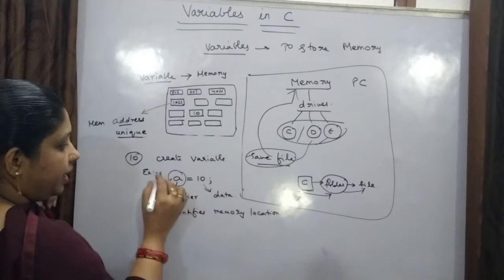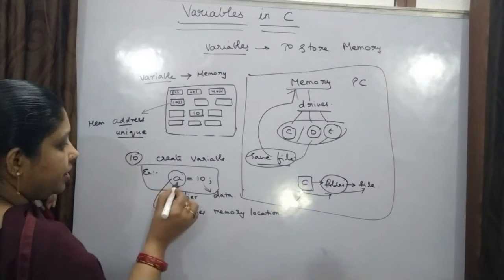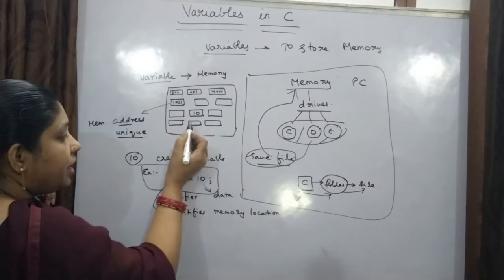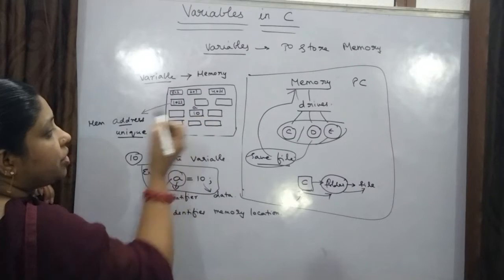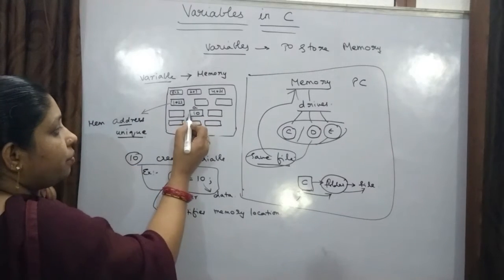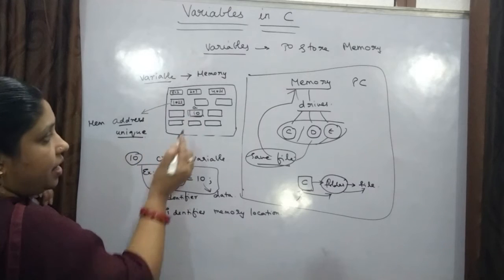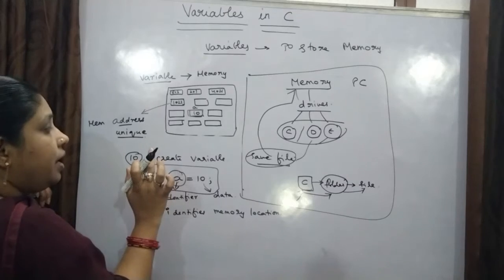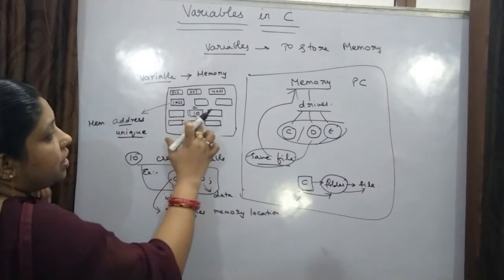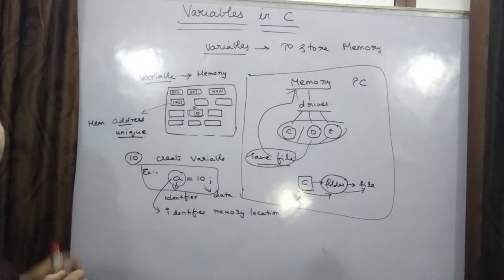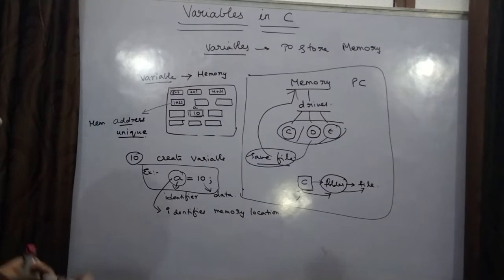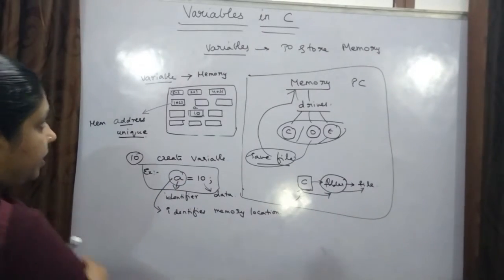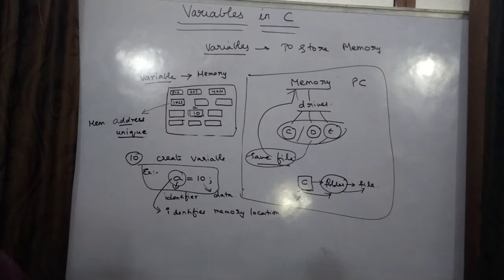Now when I declare like this, this A is given to one memory partition, and in that particular partition, that means this partition is named A, this 10 is stored in that particular place. Understood? So this is called the variable. I will tell you how to declare the variable.